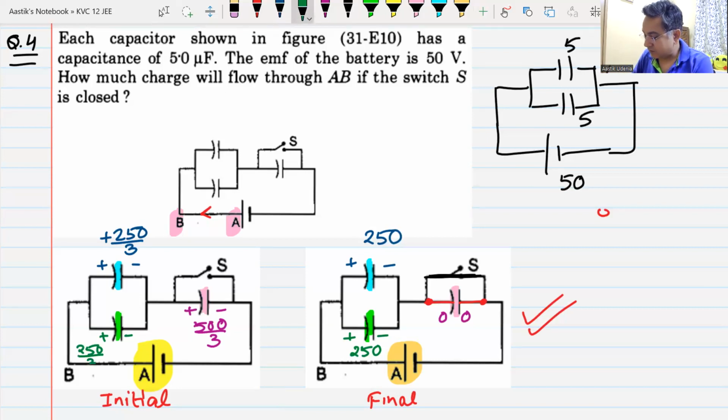Okay, so we now have the charge on all the capacitors, but that was not the question. What was the question? The question was how much charge has flown from A to B. How do you find that out? You look at the initial condition and you look at the final condition, and you will understand it.